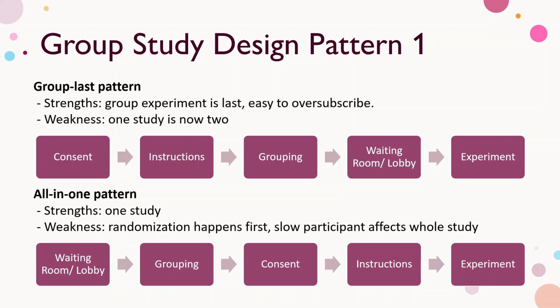In contrast, the all-in-one pattern has the waiting room up front. So people are going to aggregate into their groups, they're going to get randomized, and then you do consent, instructions, and the experiment. The advantage here is that everybody's doing it all together all at once. It's all one study. There's no hopping from study to study. The challenge here is that randomization happens first, and so you are more likely to get attrition at the end.